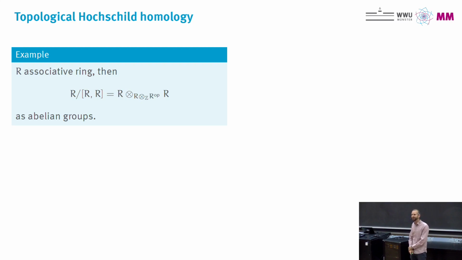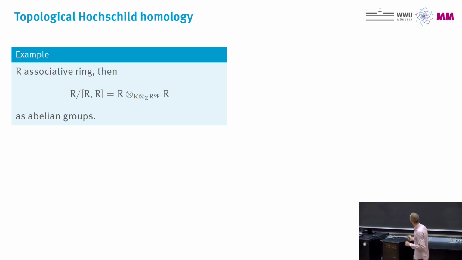If R is a ring, it's also a bimodule over itself, right? By left and right multiplication. So it's an R tensor R op module. And I can also switch the orders of the two factors and act on it. Then it's also a right module over R tensor R op. Now I take it as a left module and a right module and tensor the two together over R tensor R op. And it turns out that this actually gives you this quotient.